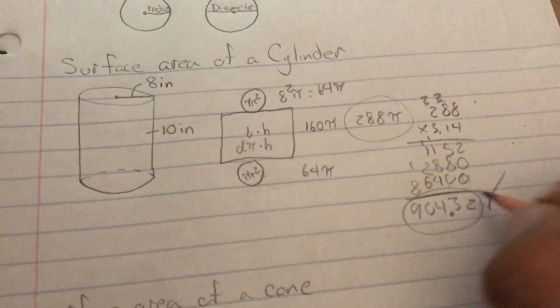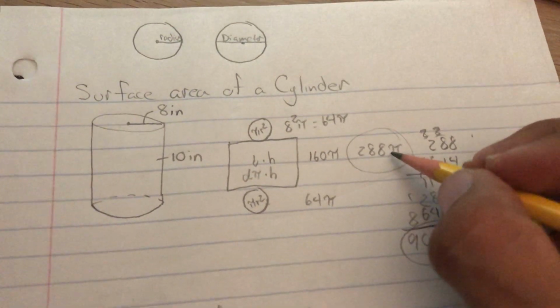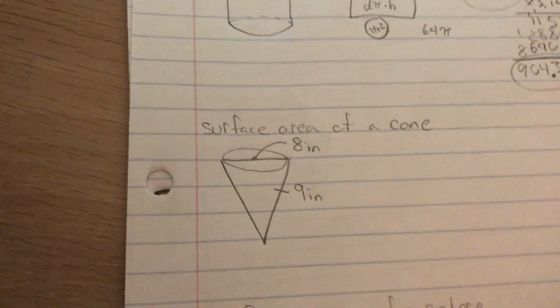So that's one answer. If I want the exact answer and I say round it to the tenth, this is what you're going to do. Even though this is more precise, the other one is in terms of pi. Okay? So we'll do the next one in terms of pi.